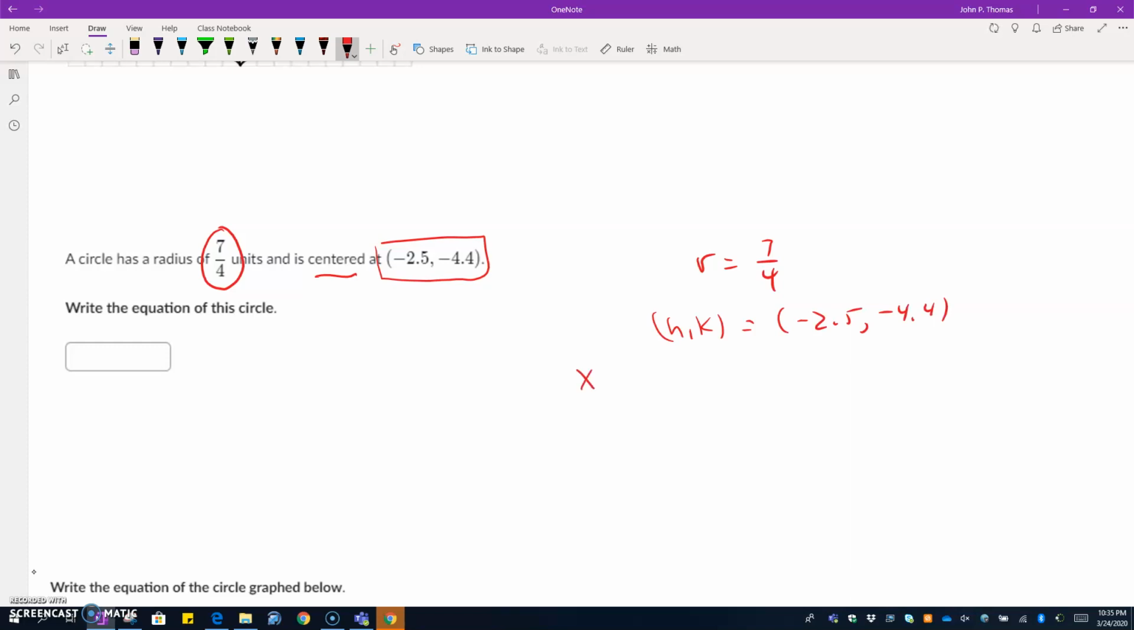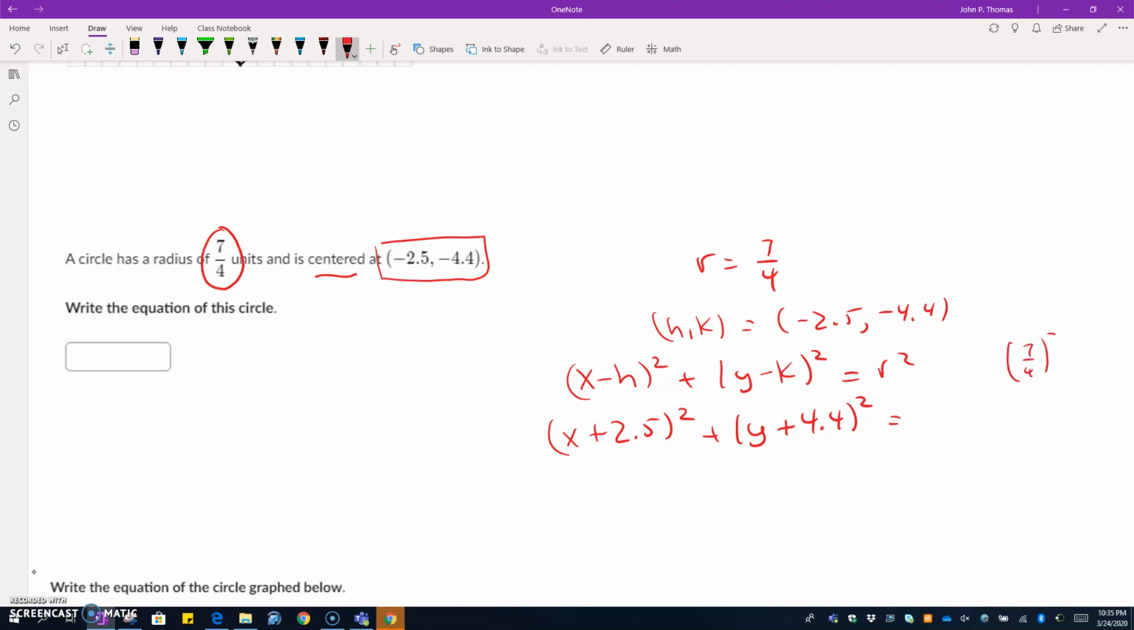So again, going back to our standard form, x minus h quantity squared plus y minus k quantity squared equals r squared. We're going to go ahead and do a substitution into that. So x minus a negative, so plus 2.5 quantity squared plus y minus a negative, so plus 4.4 quantity squared equals, and then we're going to drop our r in there, which is 7/4. Now I'm going to go off to the side and write 7/4 squared. That way I can bring this right in as 49/16. All right, and that would give me my standard form for the equation of the circle.